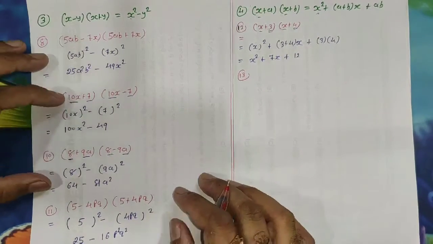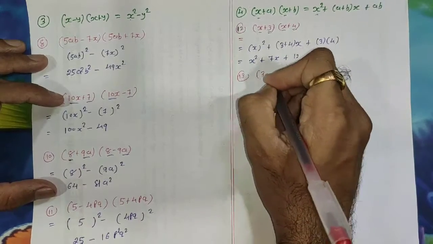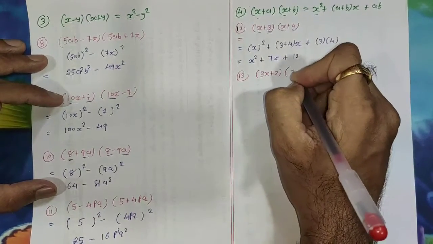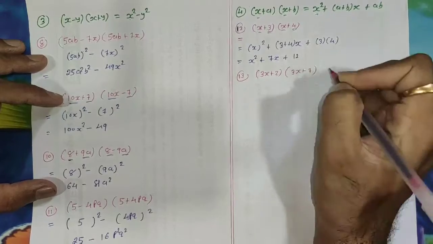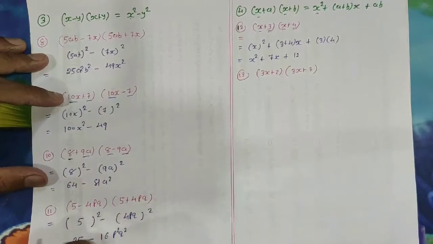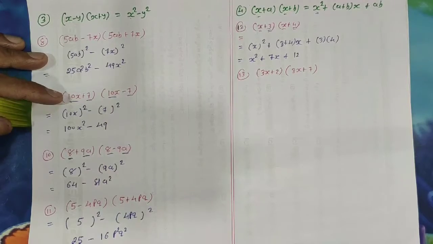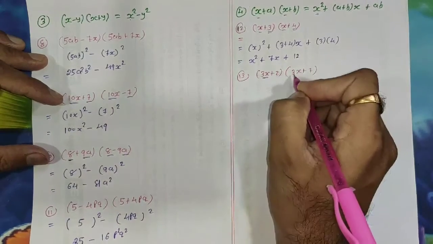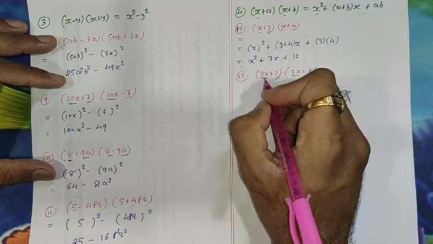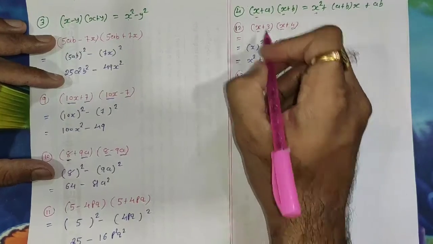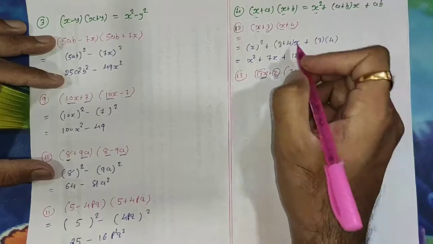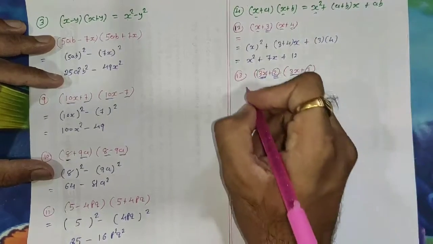Suppose we are given 3x plus 2 into 3x plus 7. Here again you have to identify the equal terms in both of the polynomials. So 3x is the equal term and these are the two different terms. So here we can take x as 3x. Instead of x we are given this 3x. As a we can take 2, and as b we can take 7.